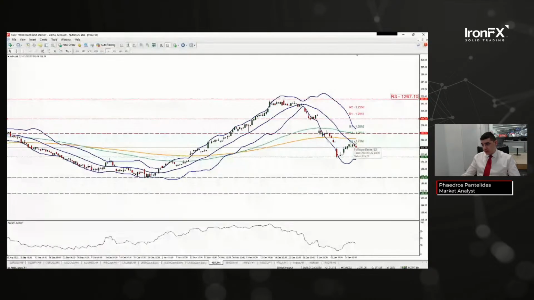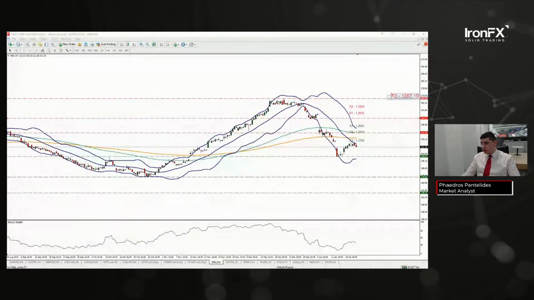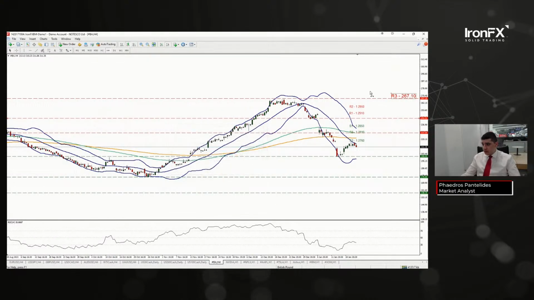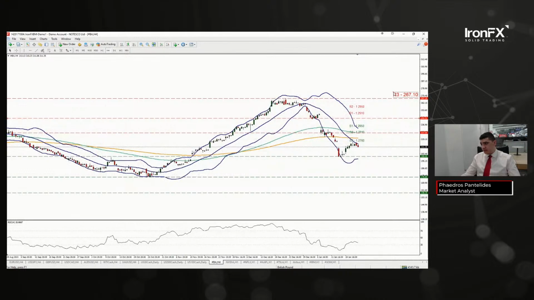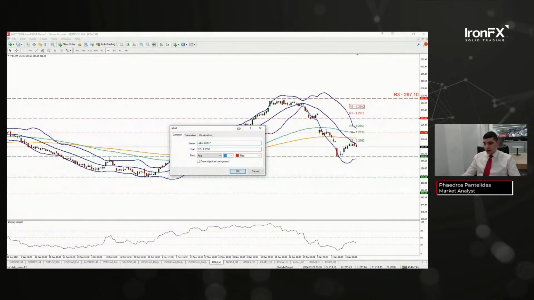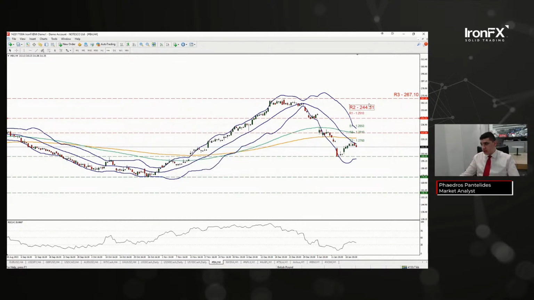So this was the mid-range of the Bollinger Bands and could be considered to be a market correction. RSI, 35, bearish market sentiment. Fundamentals, we've stated before, bearish on Boeing's stock price for the foreseeable future. Then R2, 244.31. Then for R1, 227.25.